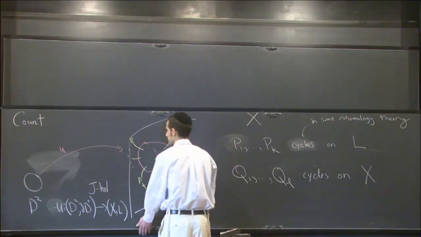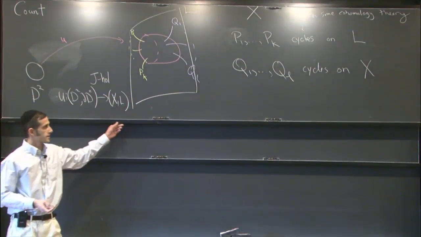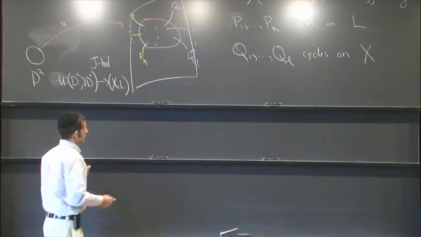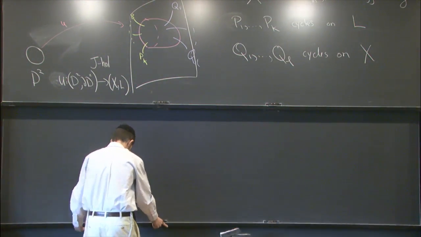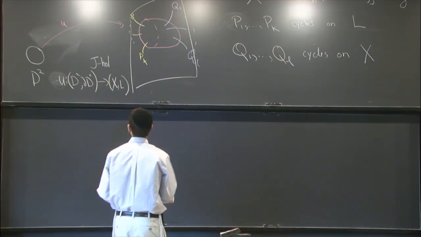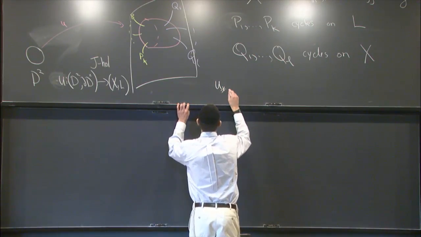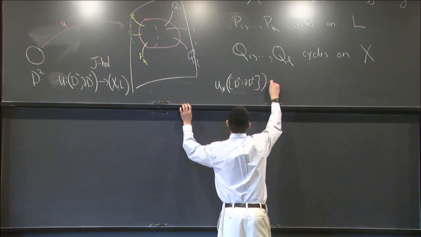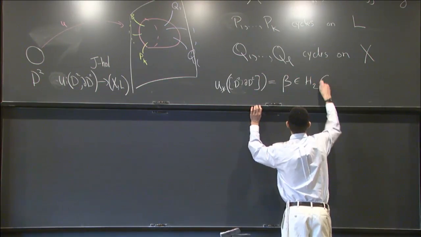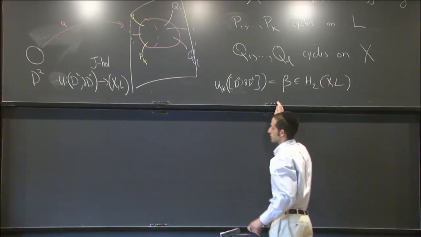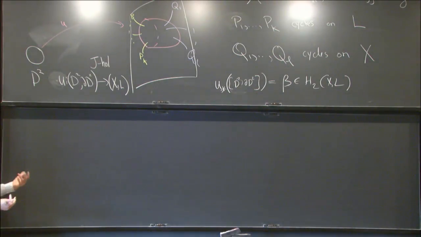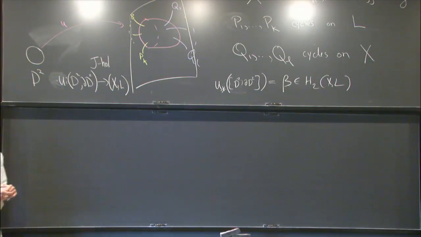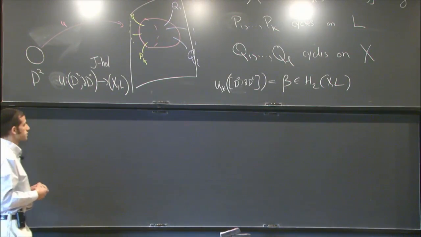If we choose the number of constraints and their degrees properly, we also want to fix u star of the fundamental class equal to beta in H2(X, L). So if we choose the number of constraints and the degrees appropriately with respect to this beta, then we'll get a zero-dimensional moduli space, and we should be able to count things.